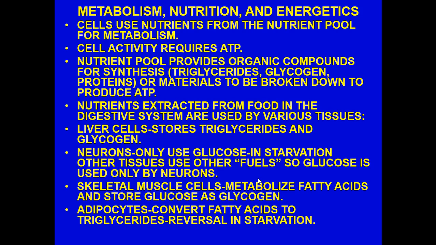Skeletal muscle cells can metabolize fatty acids. They can store glucose as glycogen. This is where we have a similarity in the skeletal muscles and in the liver cells, in that they can take some of this excess glucose that occurs when you have feeding time and store it for subsequent use, basically taking glucose and making it into glycogen. Enough said there. Adipocytes convert fatty acids to triglycerides, and in starvation, it's reversed. They break down triglycerides and free up the fatty acids into the systemic circulation.